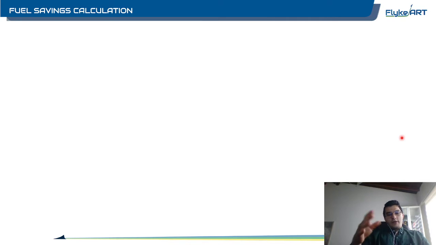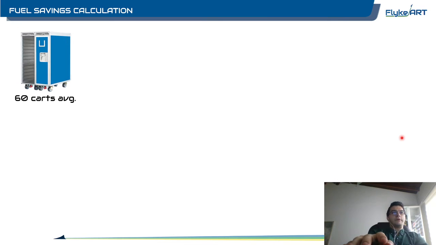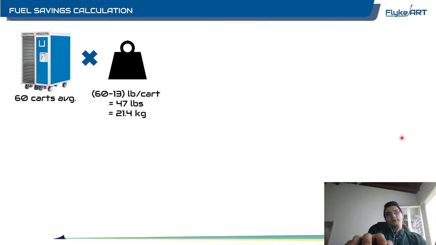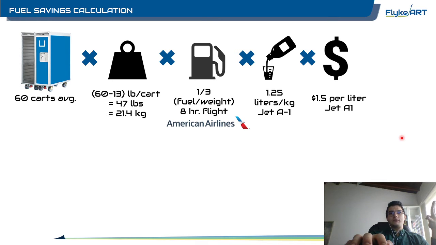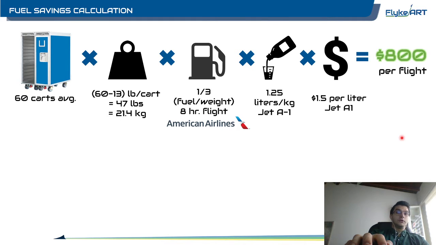So then, if there's so many carts and our carts are so much lighter, what's the impact on the fuel saving? So what we said was, let's take that there's 60 carts on average per long haul plane, right? If we take the weight difference of 60 pounds average, some carts are heavier, some are lighter, but 60 pounds and ours is 13 pounds. That's about 47 pounds or 21.4 kilograms per cart, right? And then if we take into account the fuel burn rate provided by American Airlines, and we just calculate the costs per liter of fuel, this means we could save $800 per flight just because of the weight difference in the carts. Now, this doesn't look like too much, right?